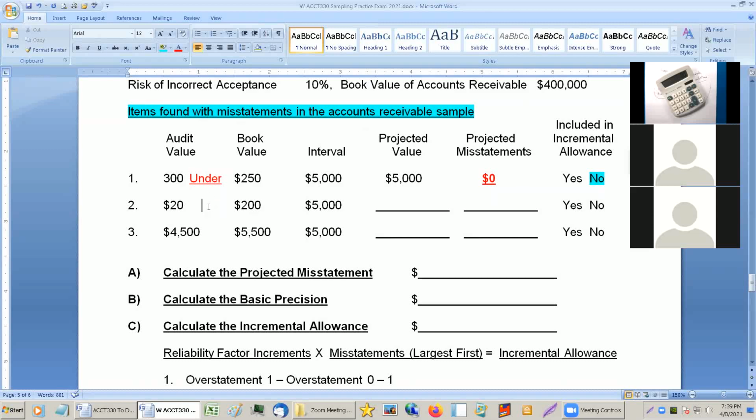Okay, next one. This is an overstatement, right? So we're okay. This is what this method looks for, overstatement. So this is an overstatement. That's fine. The book value is not more than the interval. So this will be just your normal.